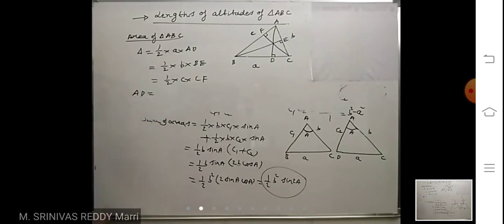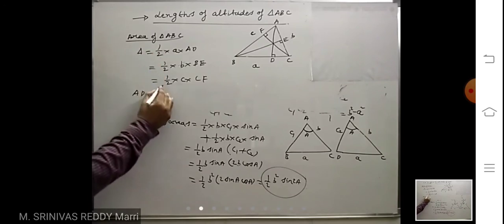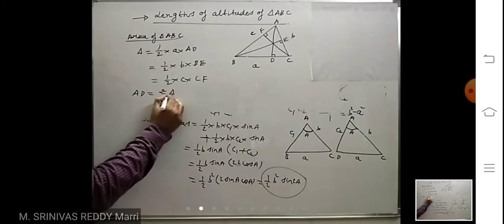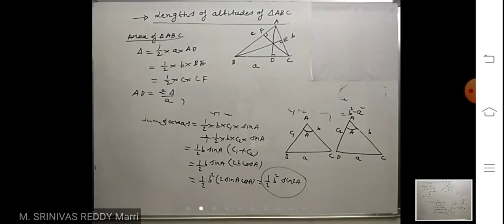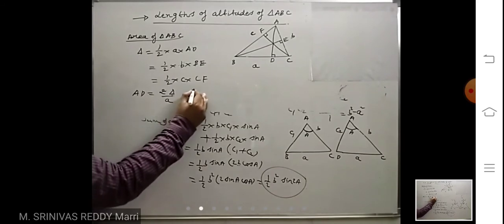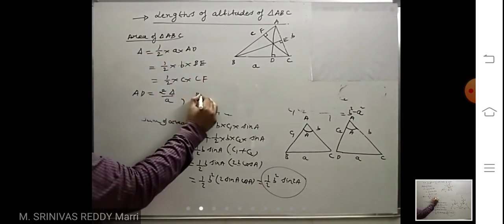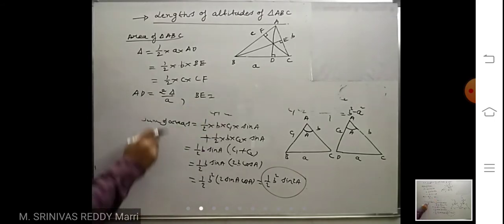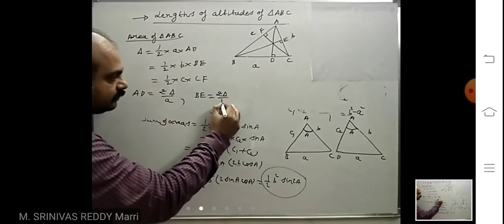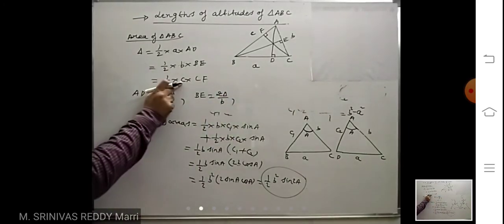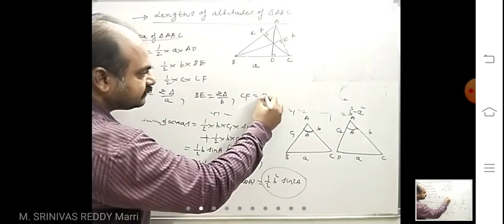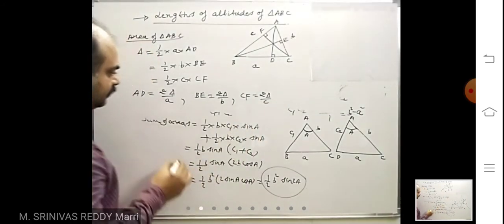Equate this and this, what you will get, AD length, you will get 2 delta divided by a. That is called altitude passing through A. This AD length is called altitude length. Similarly, if you equate this and this, what you will get, BE is nothing but 2 delta by b. Similarly, if we equate this and this, CF is nothing but 2 delta by c.